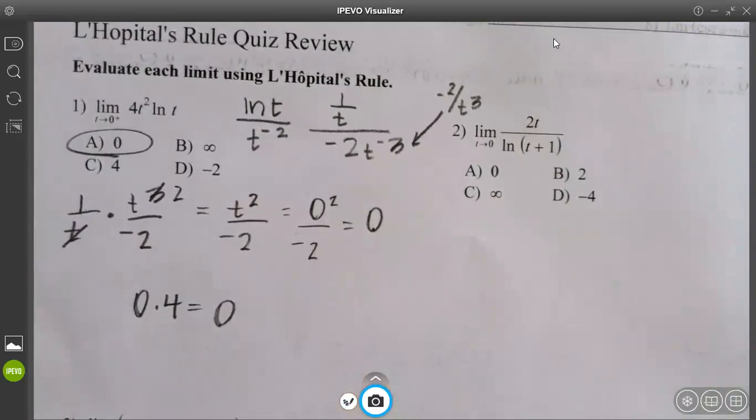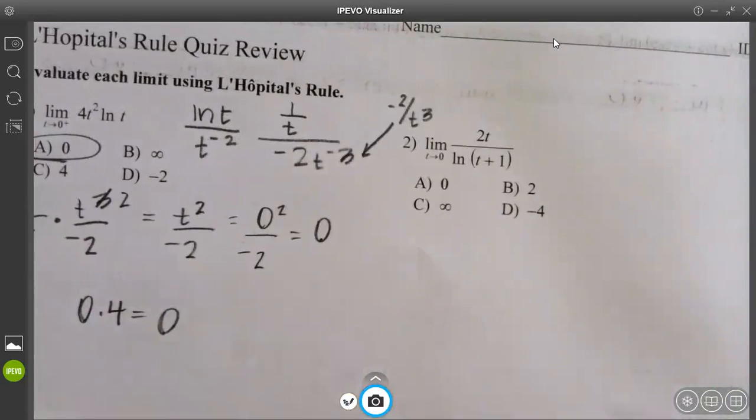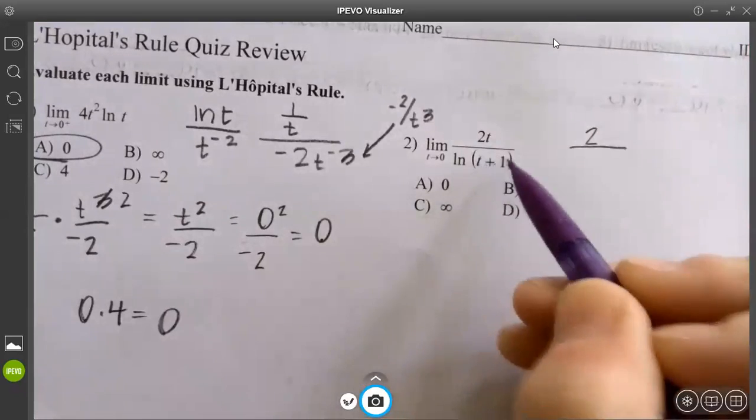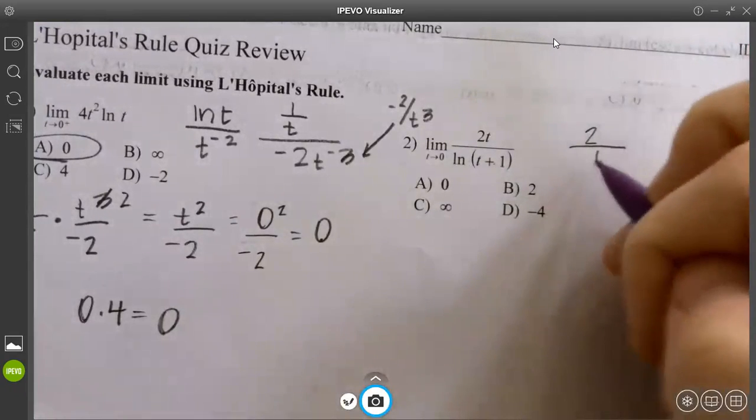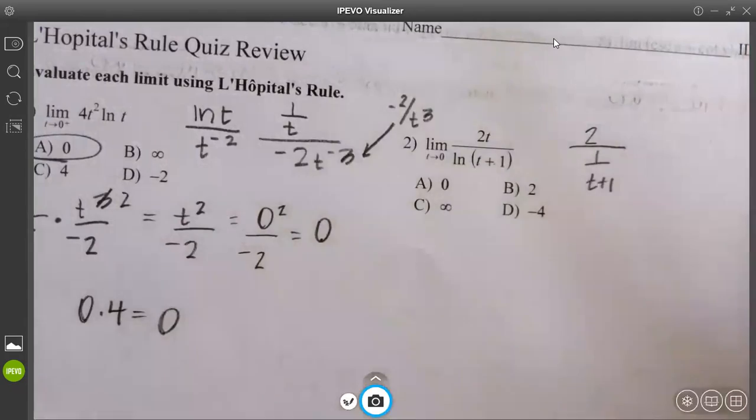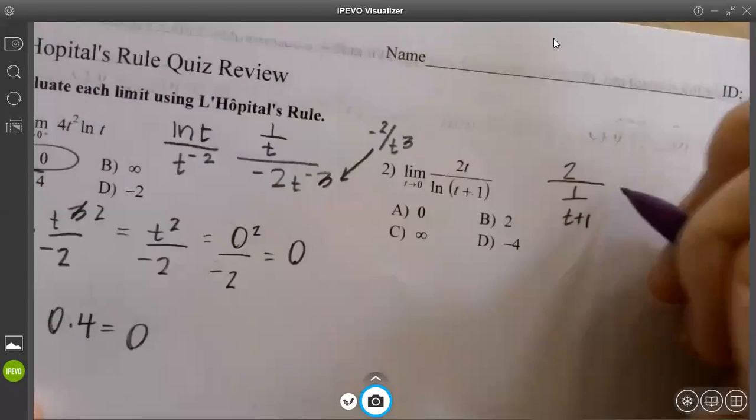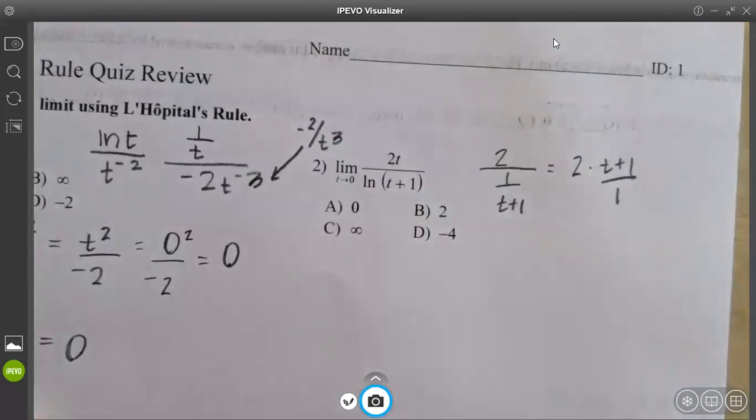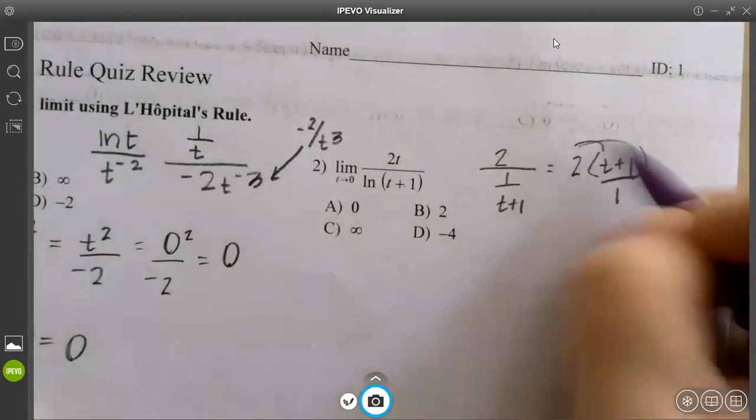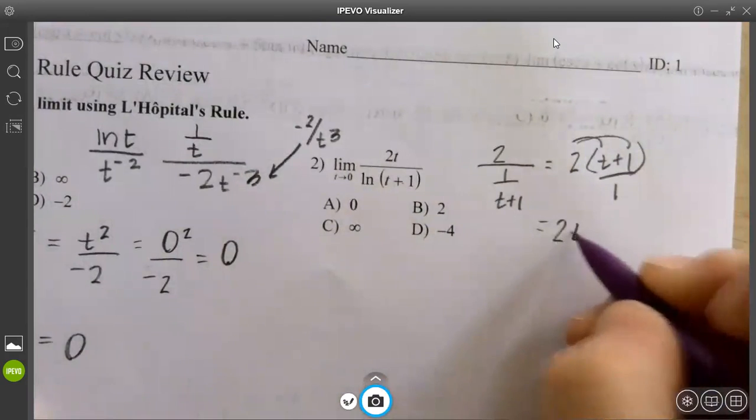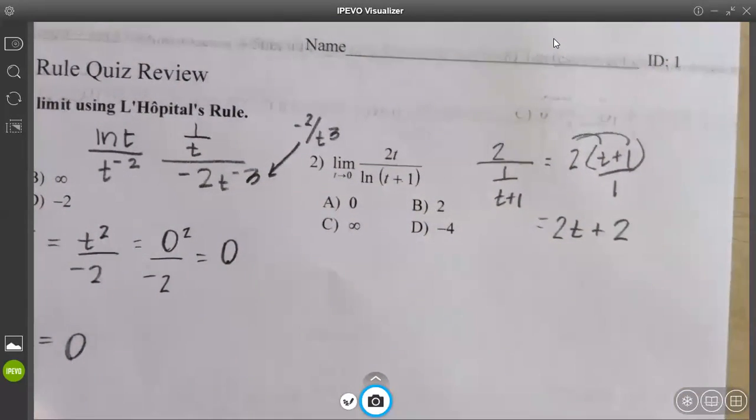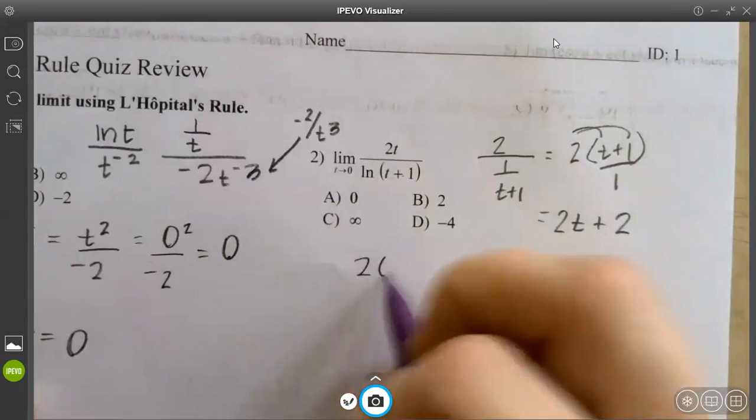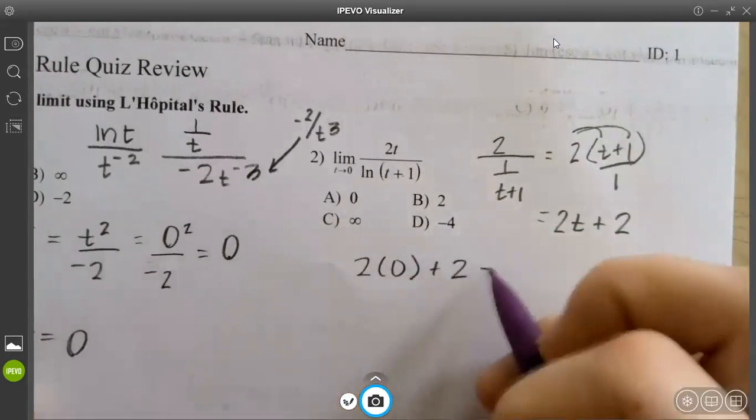Next one. You're going to go ahead and take the derivative. What's the derivative of 2t? The derivative of t plus 1, ln t plus 1. We don't divide by fractions. We flip and multiply. Make sure that you're distributing. So we get 2t plus 2. Once we take the derivative, we direct substitute. 2 times 0 plus 2, and I get?